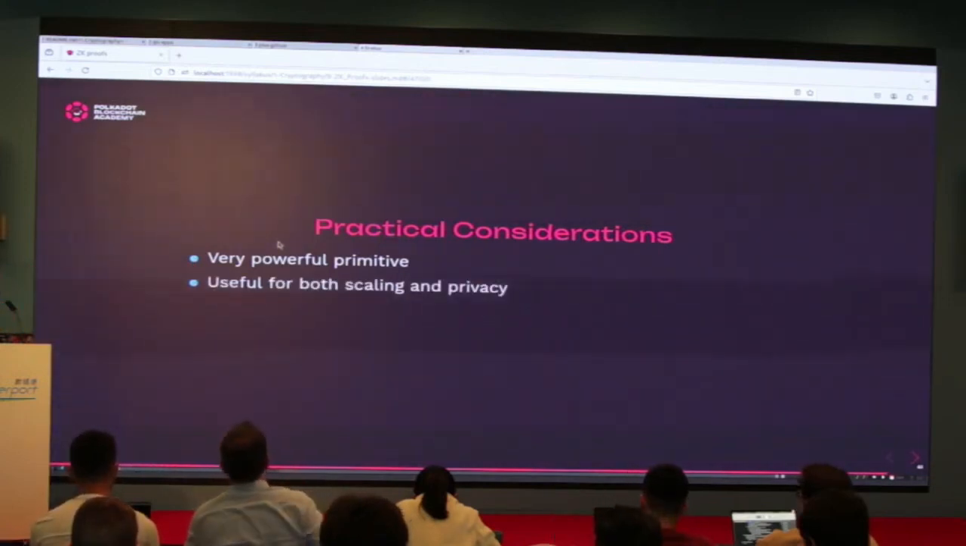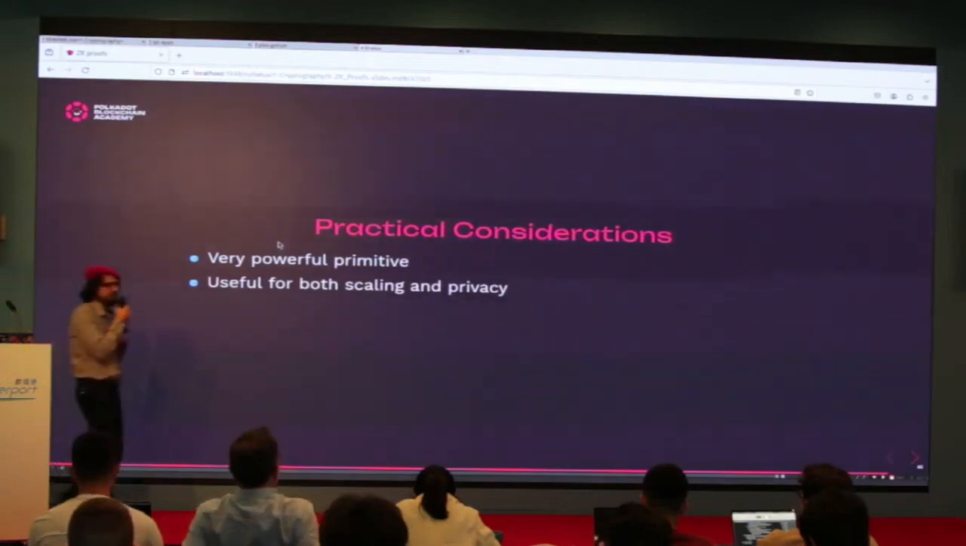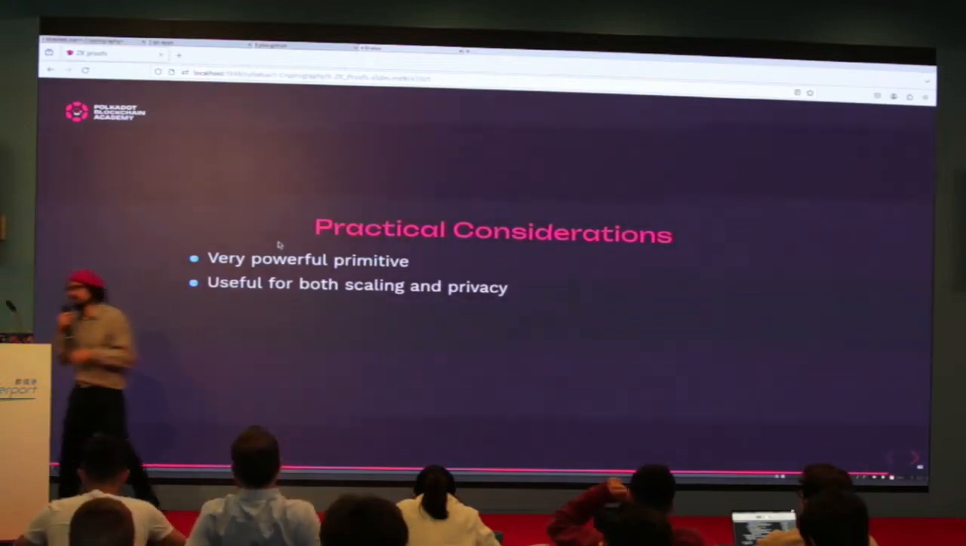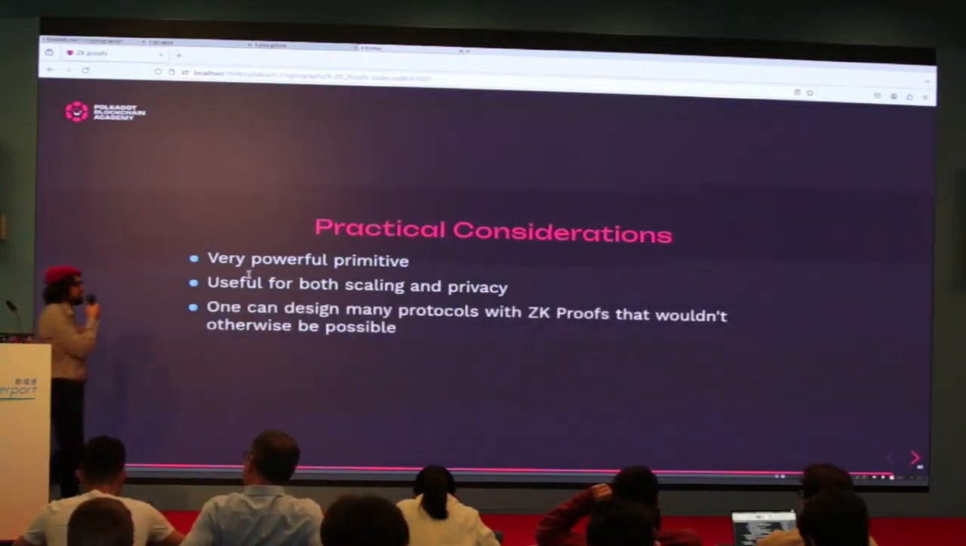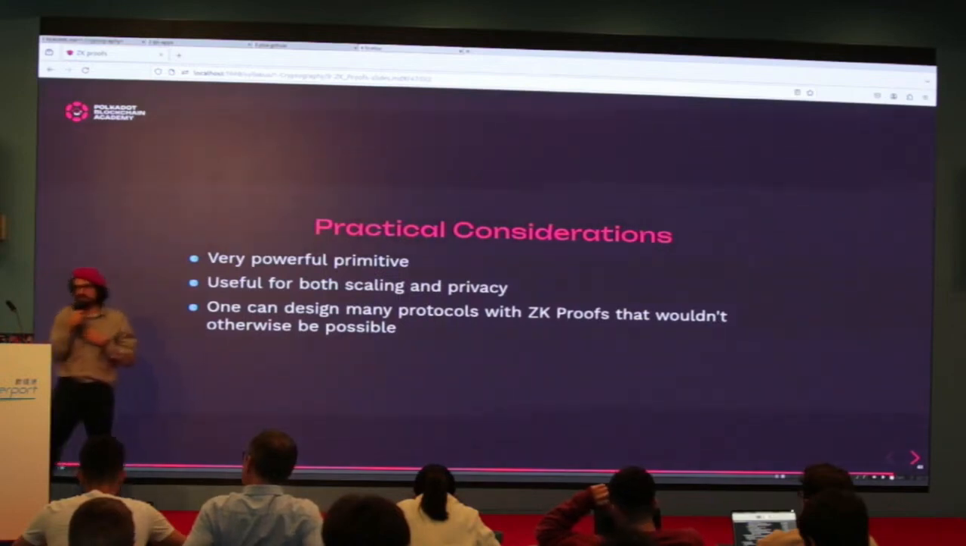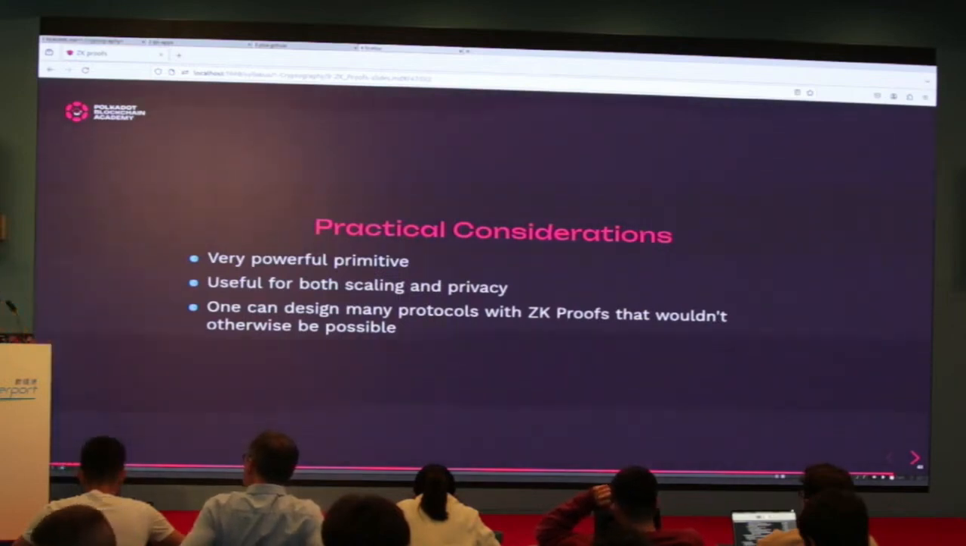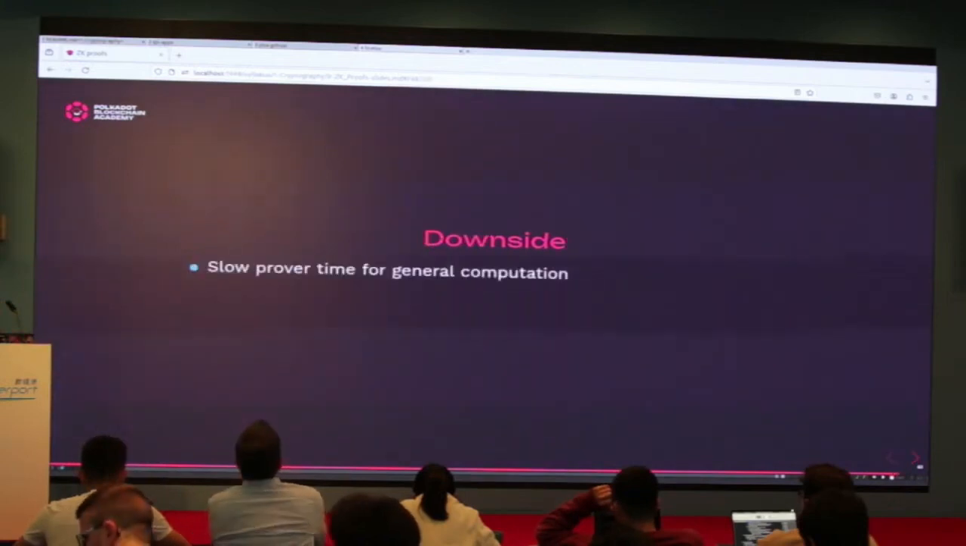We can use it for scaling, like the rollups, and we can use it for privacy, like Zcash. And all these protocols will not be possible without ZK proofs, at least the privacy ones. Like scaling, you might find a solution. But there are downsides to it.